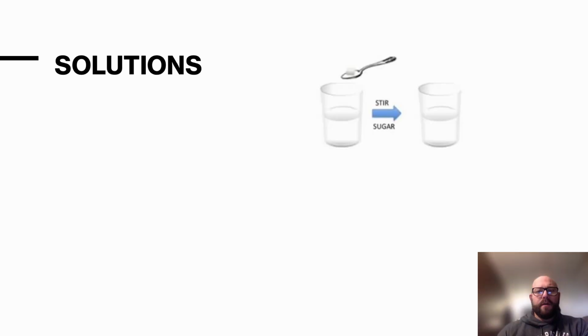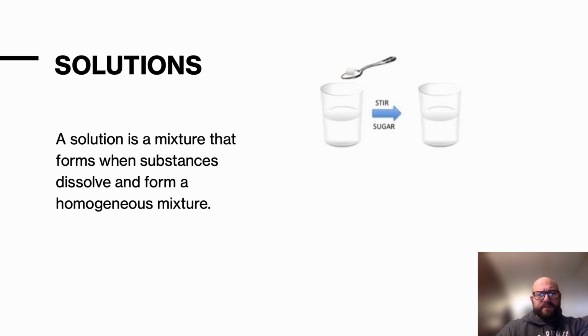If you place a spoonful of sugar in a glass of hot water, the result is a homogeneous mixture of sugar and water. This mixture is known as a solution. A solution is a mixture that forms when substances dissolve and form a homogeneous mixture.